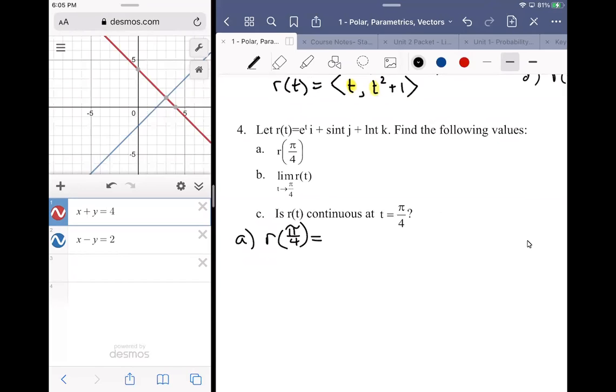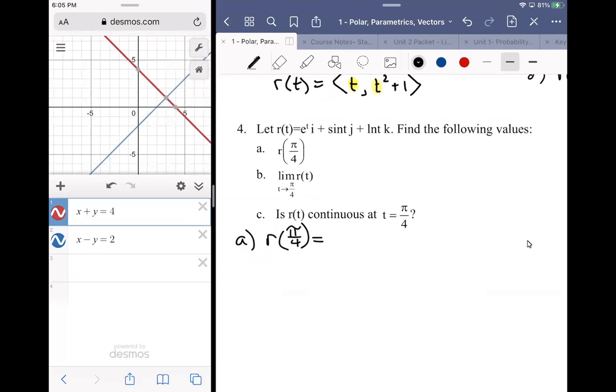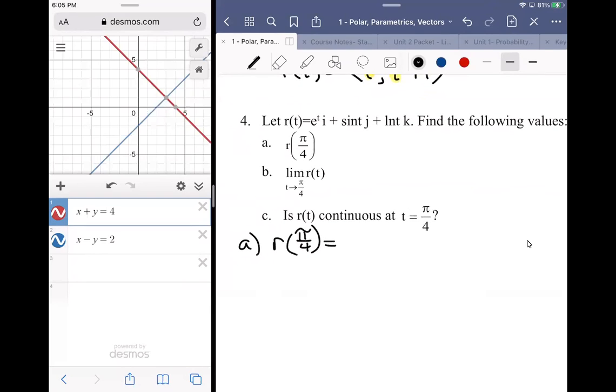Anyway, evaluating the function for pi over 4. So I'm just replacing all my t's with a pi over 4, plus sine of pi over 4. So I'm going to go through and just kind of on the fly make my substitutions.